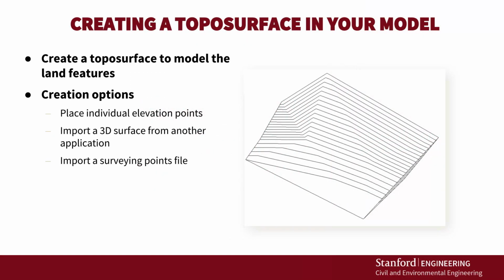As you develop your building model and add more detail, you'll probably want to start adding information about the context that the building will be located in. So a great first step is to create a topo surface illustrating the landform that the building will be sitting upon. To create a topo surface of the land features, you have a couple of different options.